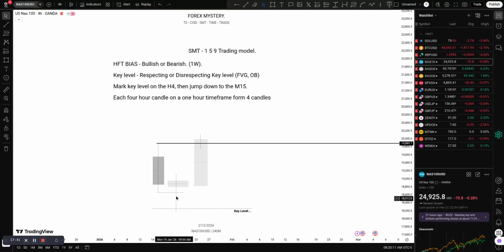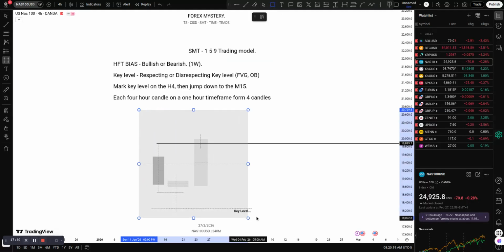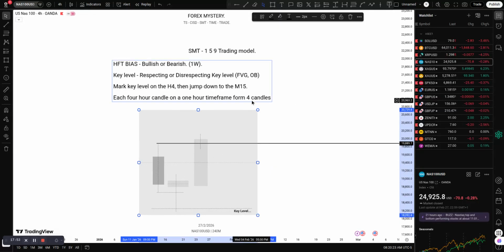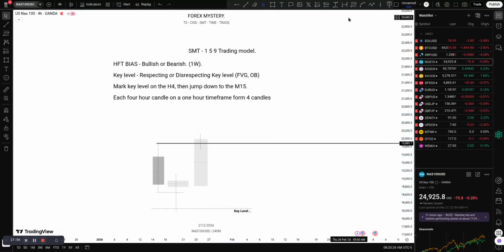This is a basic 159 model. This you are seeing right here is a beginner friendly 159 model, so a beginner can actually utilize this. All right, so what you have to do is this.